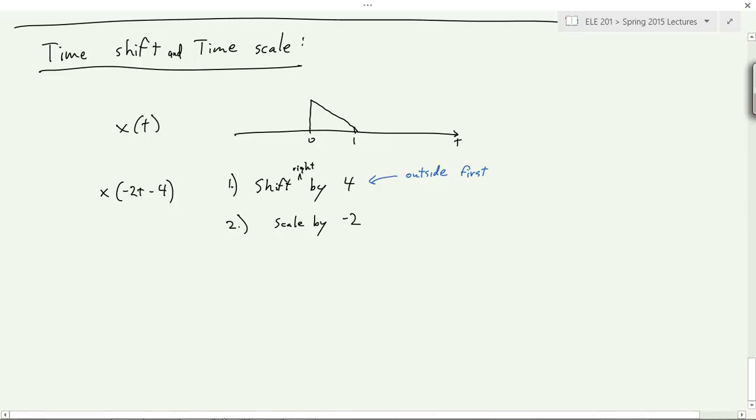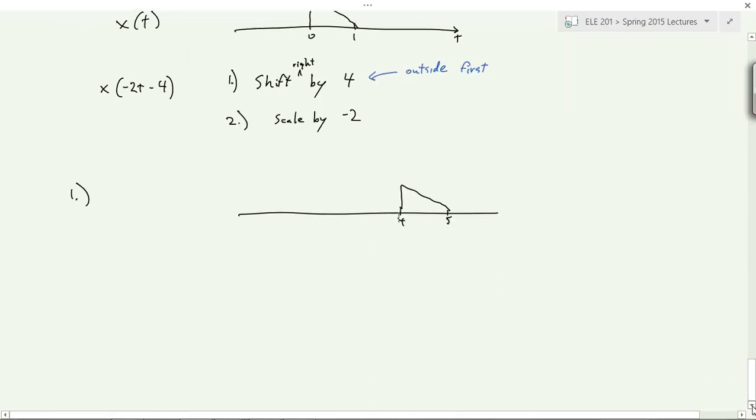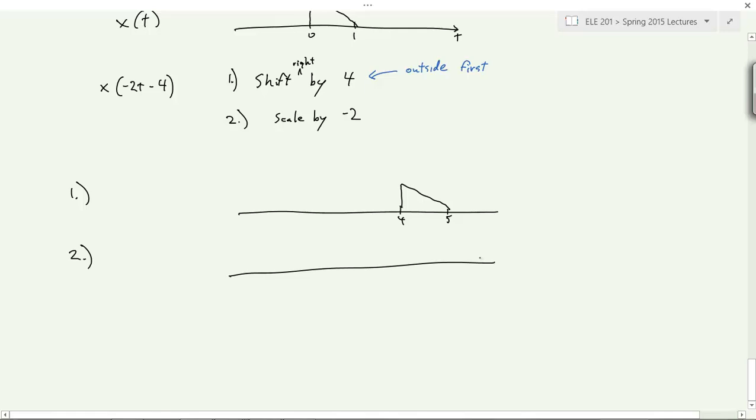So step 1, I'm going to shift by 4. So I'm going to get 4, 5. So there's the shift by 4. Okay. Step 2, I'm going to take this signal and multiply by -2, which means you shrink the time axis. So when you multiply by -2, you bring things inward. So you are going to end up with -2 to -2.5, that type of thing. So that's the final result. Okay, so that is x of -2t minus 4.